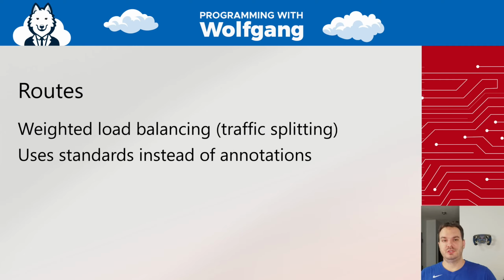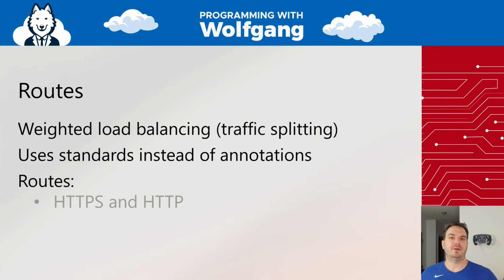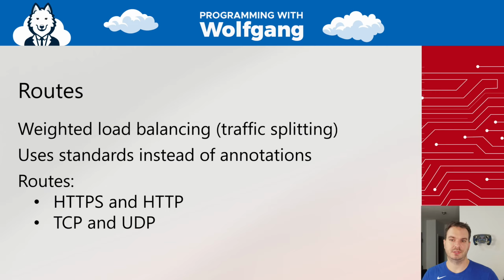Then what's great about the routes is it uses standards. It doesn't use any annotations. This means it does not matter what gateway class you're using. If you use Nginx, Traefik, the cloud, something completely different, it does not matter. It will work and you will be able to switch without any problems between them. Then for the routes, we have the same protocols as before. This means HTTPS and HTTP, TCP and UDP, gRPC, and also TLS. So it's the same protocols we have heard before.